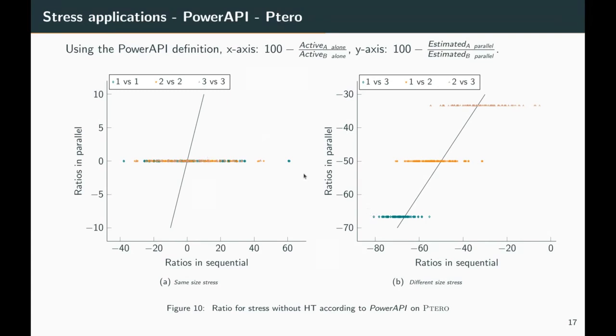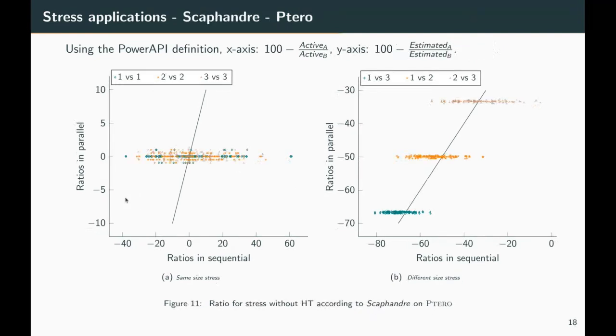So here it's for Power API. Here it's for Scaphandre. Scaphandre is a bit more able to see the difference, but we still have the 3 plateaus. So yes, Scaphandre is, let's say, a tiny bit more able to see the difference. If both applications, for example, are only on 1 core, Scaphandre is a bit more able to see the difference in energy consumption. But usually both models can just say that if you're using twice the number of cores, you will be using twice the energy.